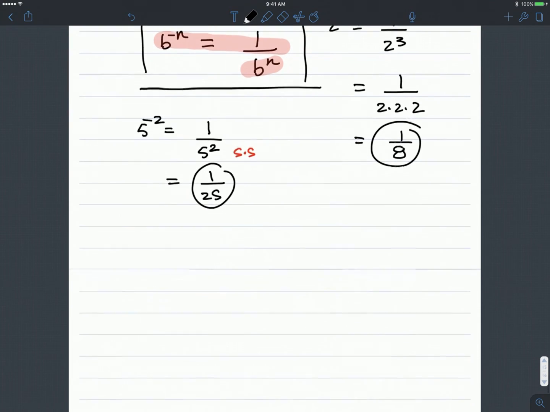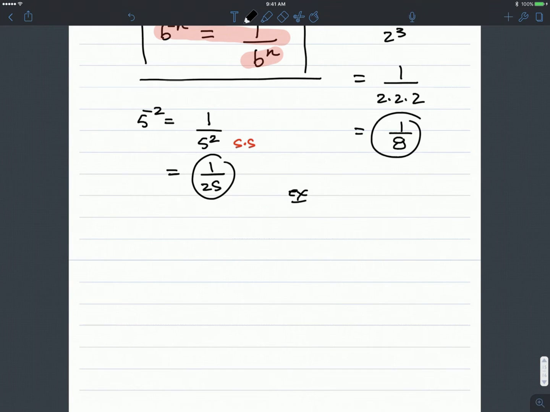All right, let's do some more here. What if you had, for example, 3 to the minus 3 power? 1 over 3 to the third power. What's 3 to the third? 27. You're done.